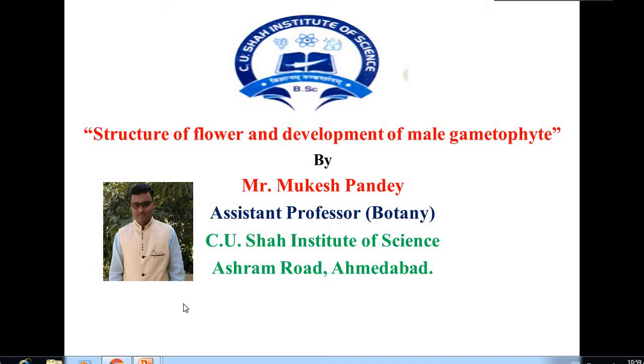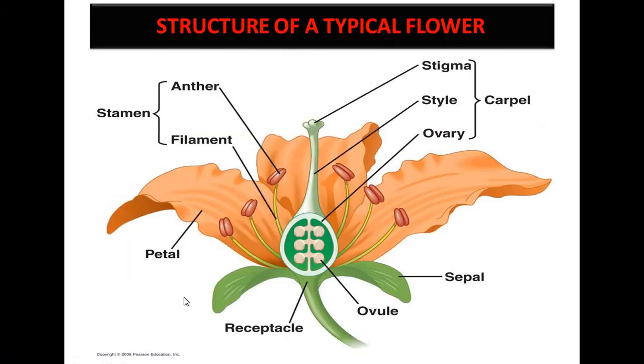Today we are going to discuss the structure of flower and development of male gametophyte. First of all, when you see the structure of a typical flower, you can see all the parts are present together. The sepal is there, petal is there, stamen is there, and carpel is also there.